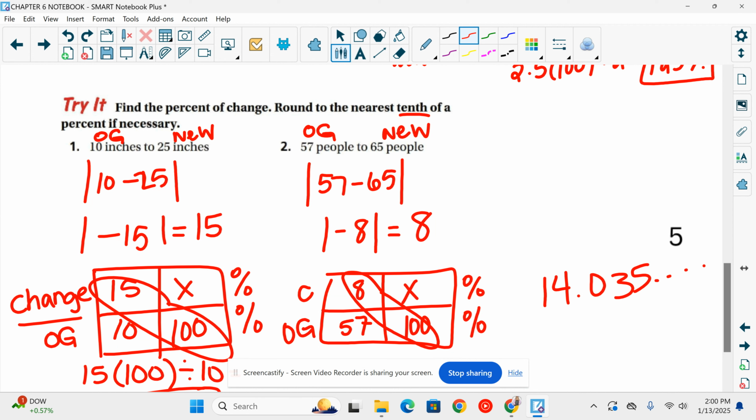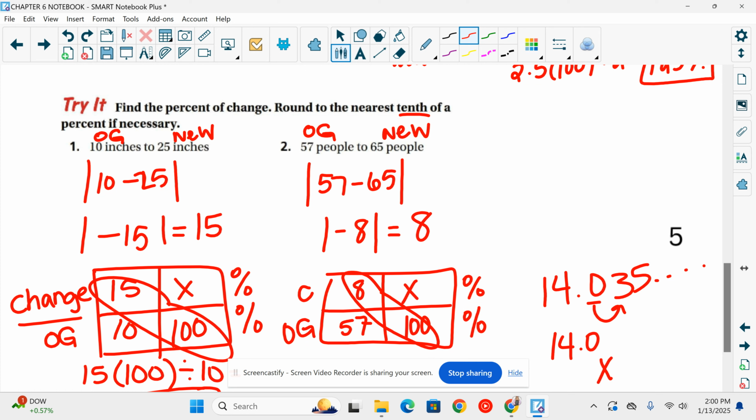My direction said the nearest tenth. What number's in the tenths place? 0. So where am I going to look? To the hundredths, to the one behind it, the 3. What is that 3 going to tell the 0 to do? Not change. Stay the same. Let it go. Four and below, let it go. So it would be 14.0, which we can just say is 14.